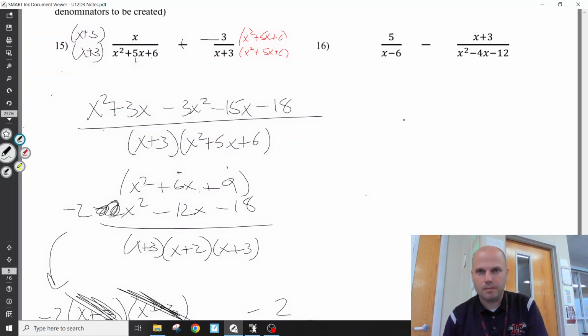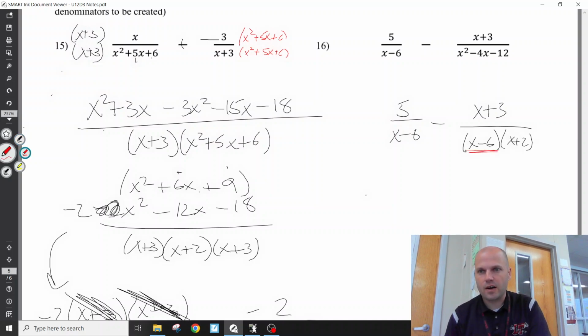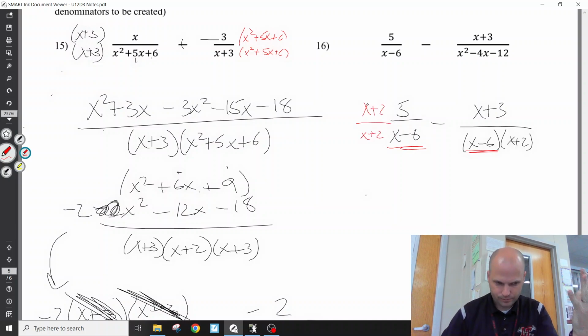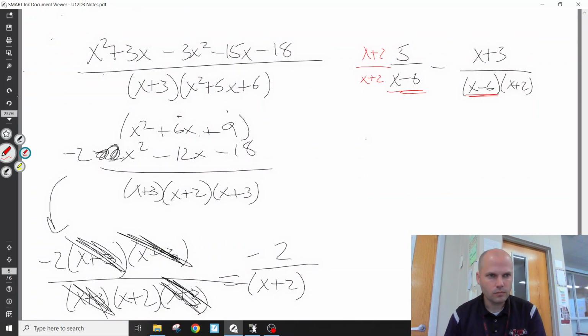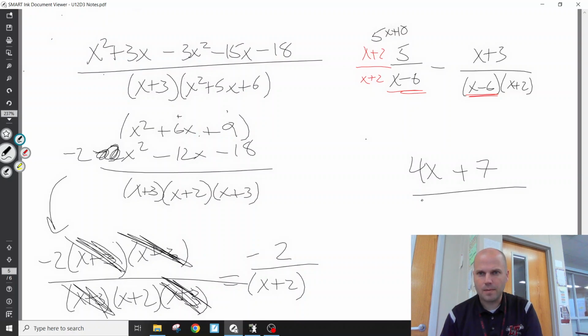So just to kind of set this one up, what I would do to start is realize that this is x minus 6, x plus 2. I realize they already share an x minus 6. I'm just going to give this an x plus 2, or I'm going to have to do a lot of work. Okay? And might as well finish this off. This is 5x plus 10. 5x minus x is 4x. 10 minus 3 is 7. Common denominator, x plus 2, x minus 6.